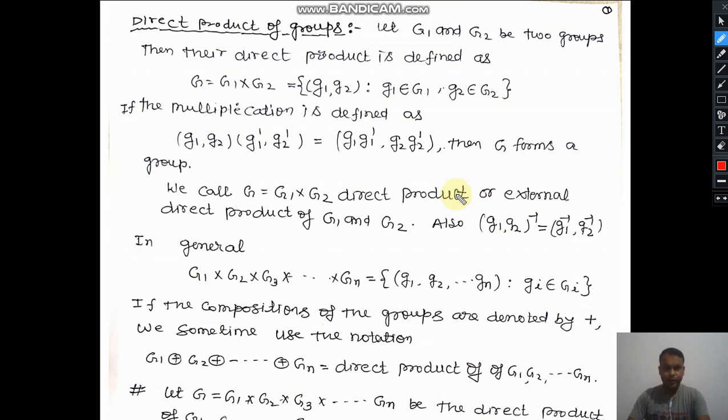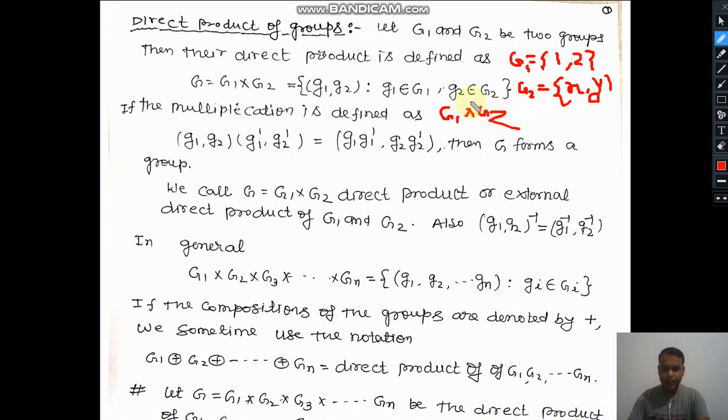In this video, we will discuss the direct product of two groups, or two or more groups. Let us suppose we have one group having two elements. This is G1, and the elements of G1 are 1 and 2. On the other hand, we have one more group G2, and the elements of G2 are X and Y. Then the direct product of G1 and G2 can be written as G1 cross G2.